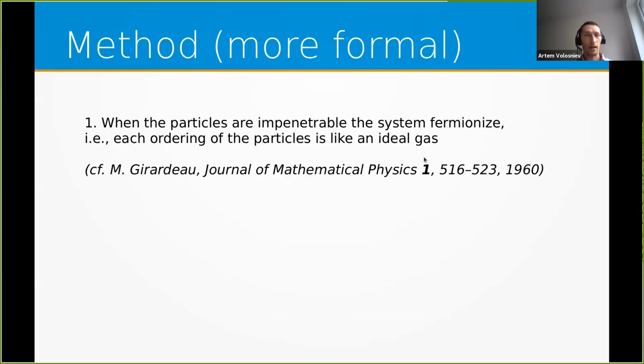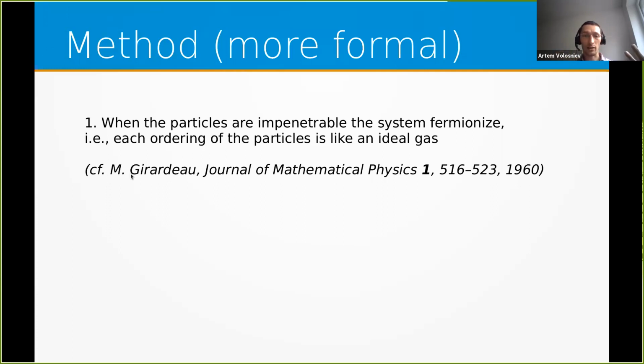All right. So now I will become a little bit more technical and tell you how to calculate this mapping, how to establish it a bit more rigorously. When the particles are impenetrable, so when G, the parameter which defines the interaction, is very, very large, and particles really cannot exchange their positions, the system fermionizes. Each ordering of the particles is like an ideal Fermi gas, because that is the only boundary condition: when particles are close to each other, the wave function should vanish.